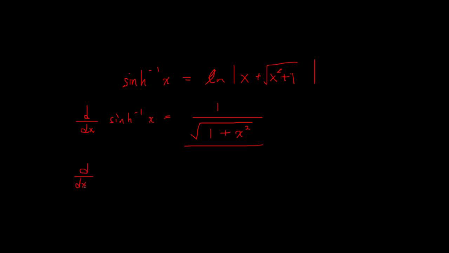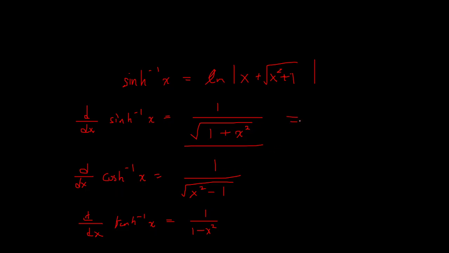So d/dx of cosh inverse of x equals 1 over, this is also a root, x squared minus 1. And d/dx of tanh inverse of x equals 1 over 1 minus x squared, and that is it.